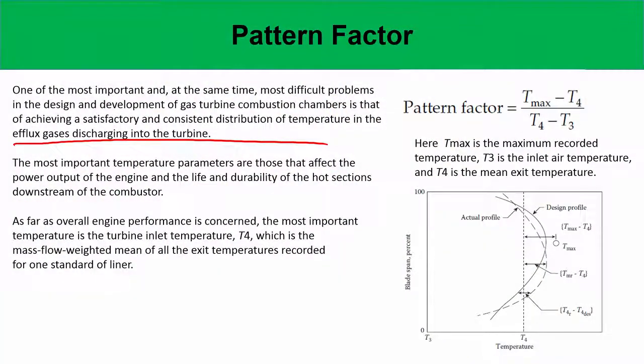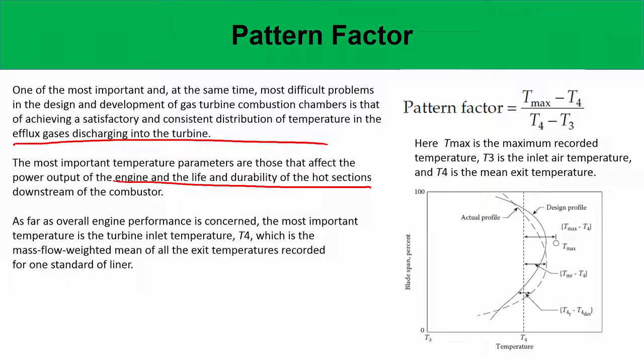Okay. One of the most important and at the same time most difficult designs, as you see here, in the design and development of a gas turbine combustion chamber is that of achieving a satisfactory and consistent distribution of temperature in the efflux gases discharging into the turbine. Okay. And the most important temperature parameters are those that affect the power output of the engine and the life and durability of the hot sections downstream of the combustor. The hot sections are the stator blades and then the rotor blades of the turbine.